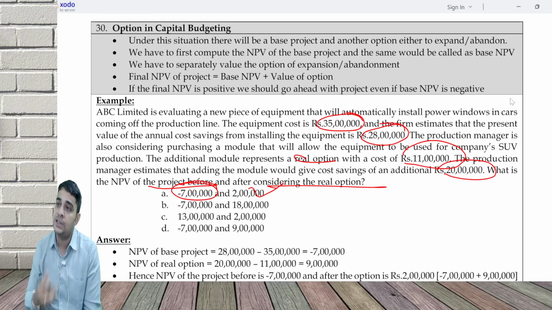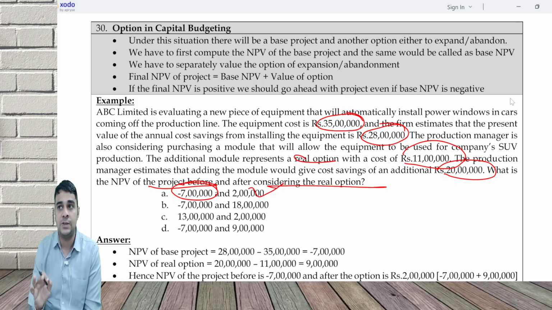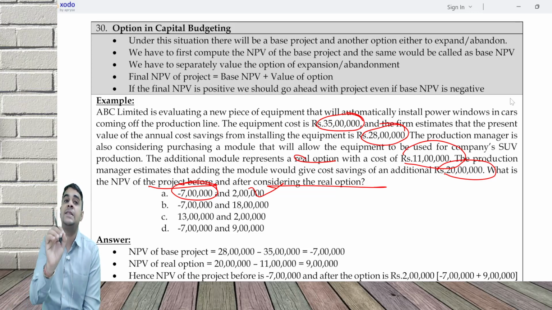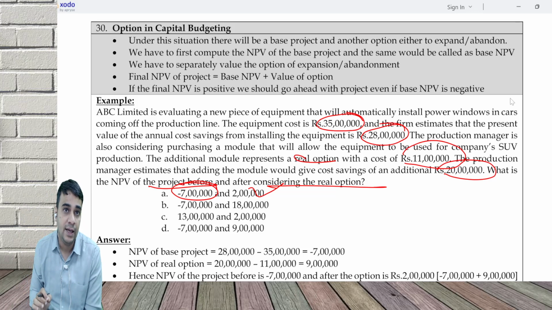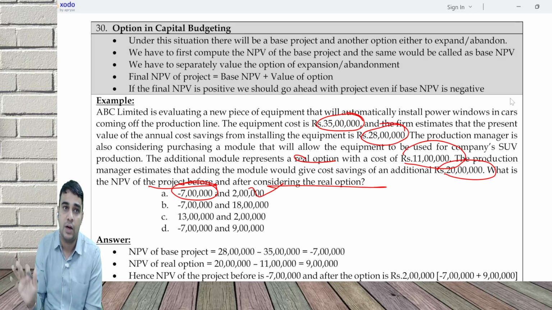In this I can attach probability. Negative 7 is okay, and this real option is there, but there's only a 60% chance that you will buy the module. If there's only a 60% chance, I can earn only 60% of 9 lakh, which is 5 lakh 40. My base NPV is higher, so I don't want to do both.